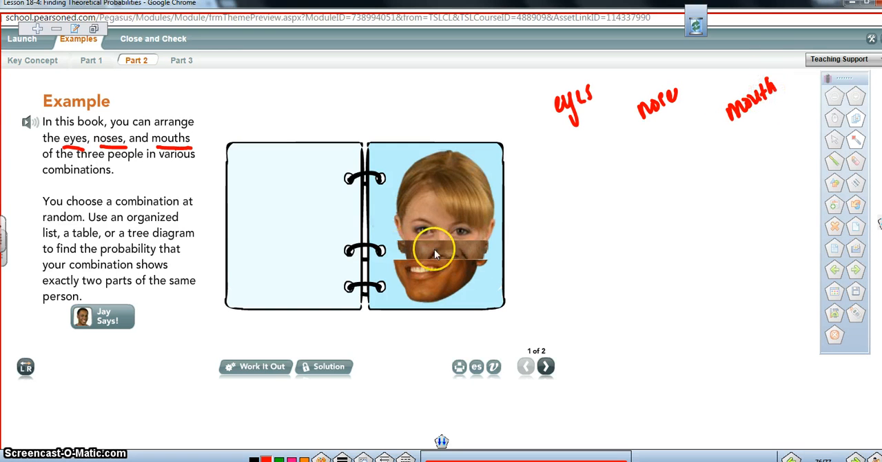And rather than worrying about their names, I know I have 3 people, so I'll just say person 1's eyes, person 2's eyes, or person 3's eyes. Then when you choose the nose, you could choose the same person's nose, or person 2's nose, or person 3's nose. Same thing for all of these people.